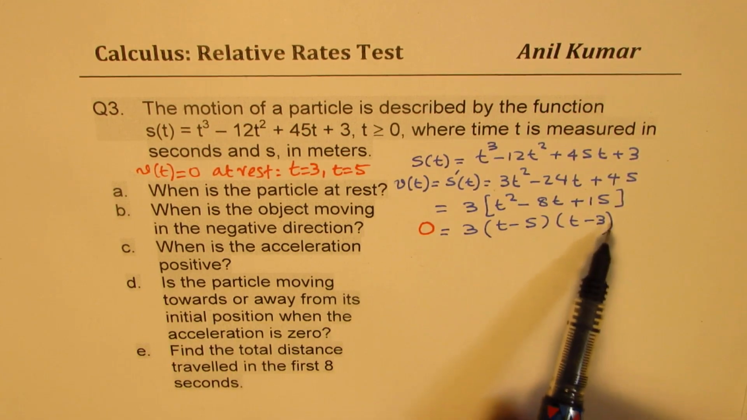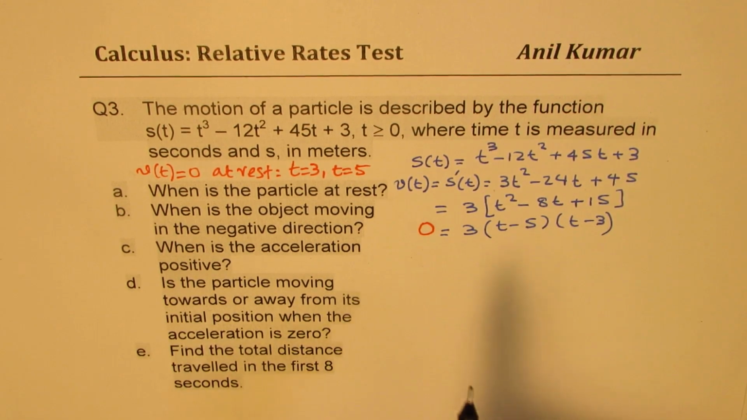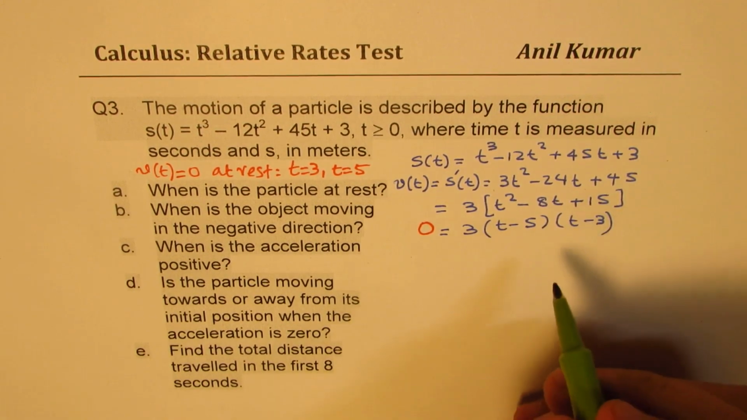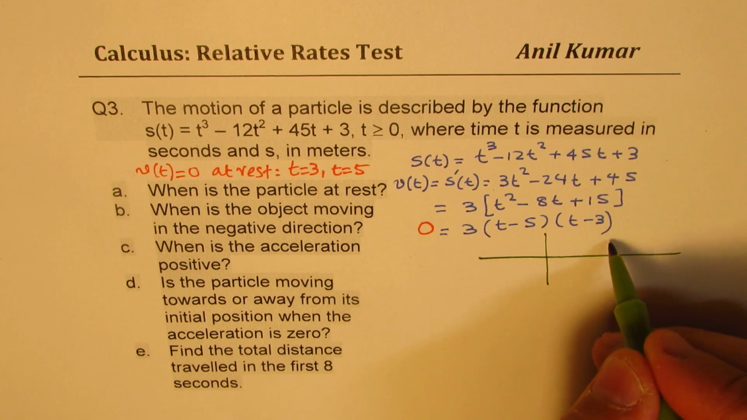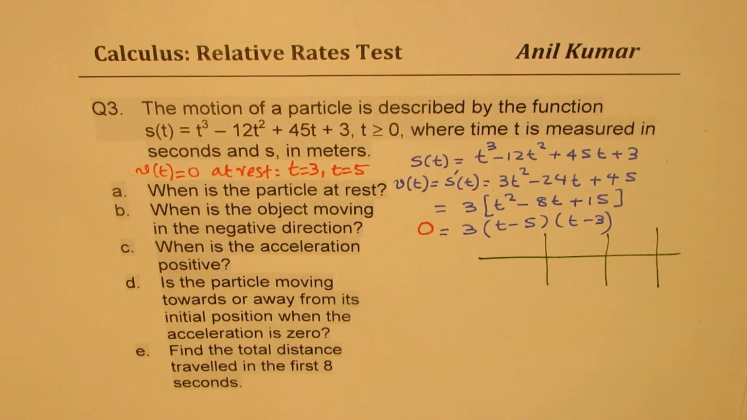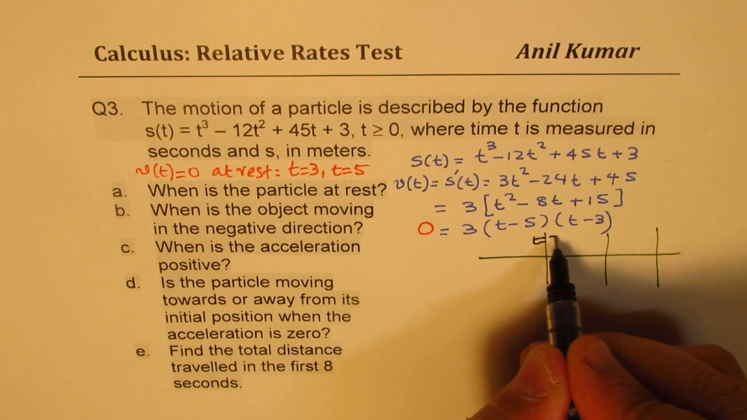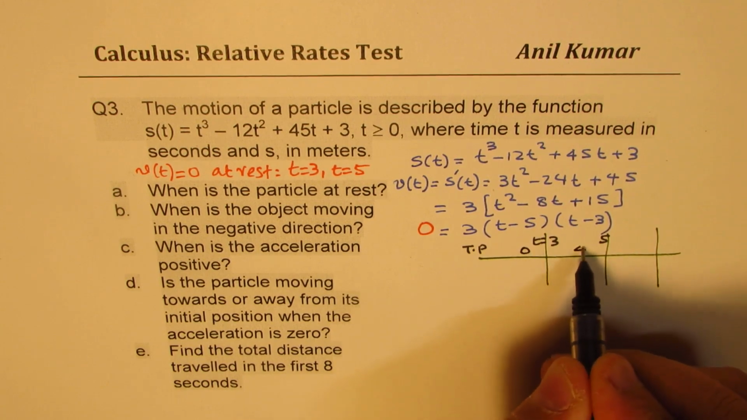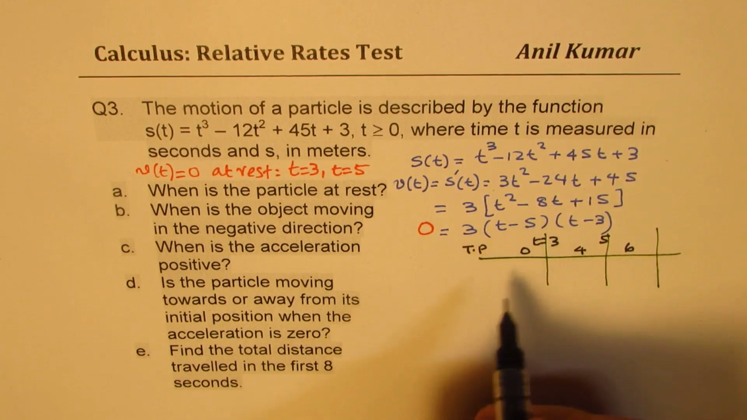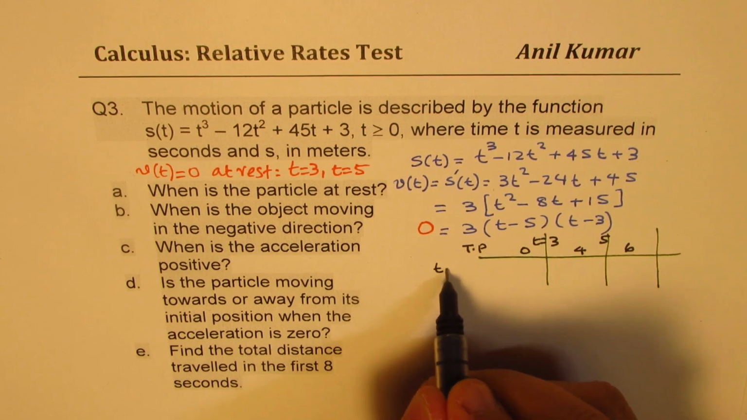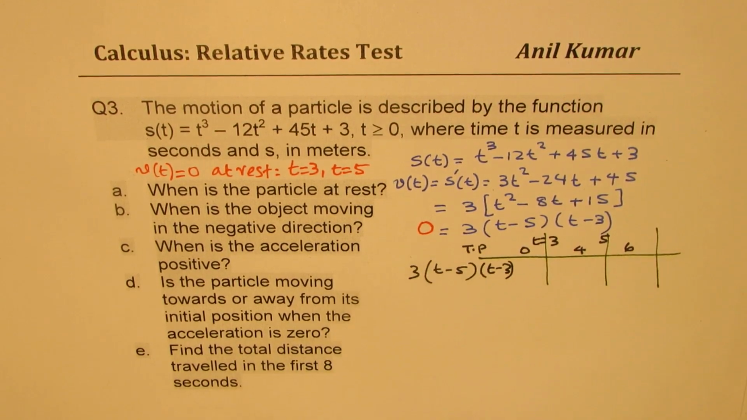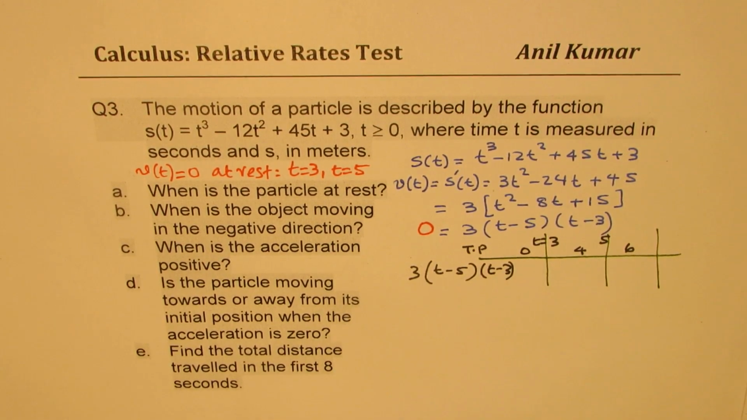Part B. When is the object moving in the negative direction? Now, for negative direction, we have to figure out when velocity is negative, correct? So what we can do is analyze the zeros. Let's make a table and figure it out. So this is at t equals 3, this is at 5. Let's take test points, correct? So 0, 4, and 6 could be test points. And then we have our factors, which is 3 times t minus 5 times t minus 3.